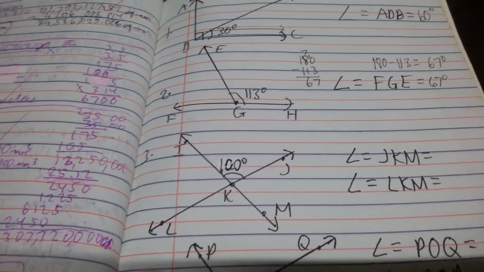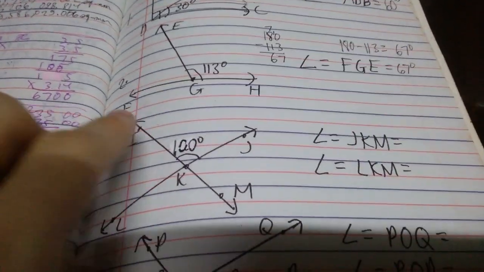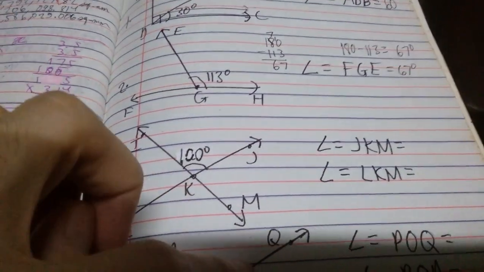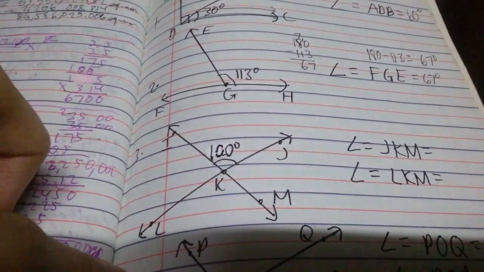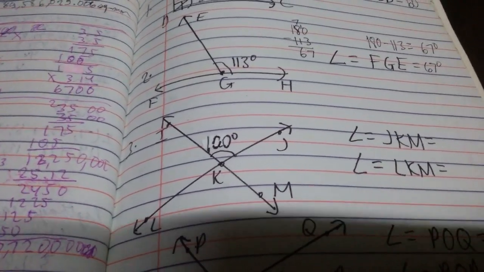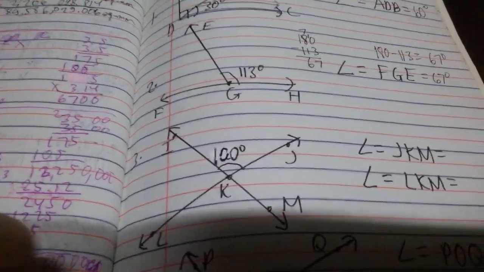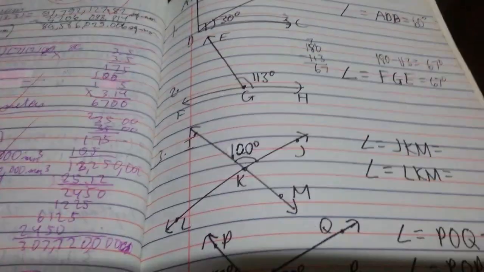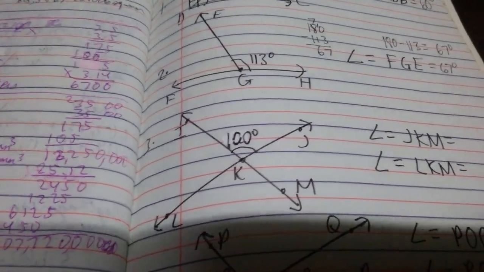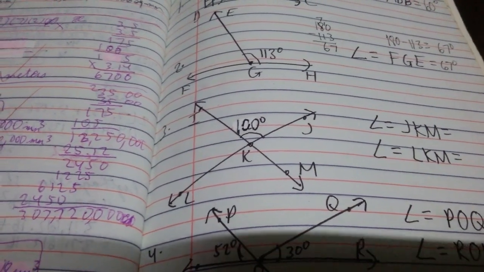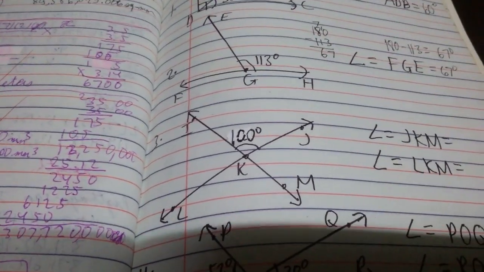We have angle LKI, angle IKJ, angle JKM, and angle MKL. However, those are not the only angles, because there are many more. Like we also have angle LKJ, which is a straight angle, and angle IKM, which is also a straight angle. Whenever you see angles that look like cross marks, they're called vertical angles.